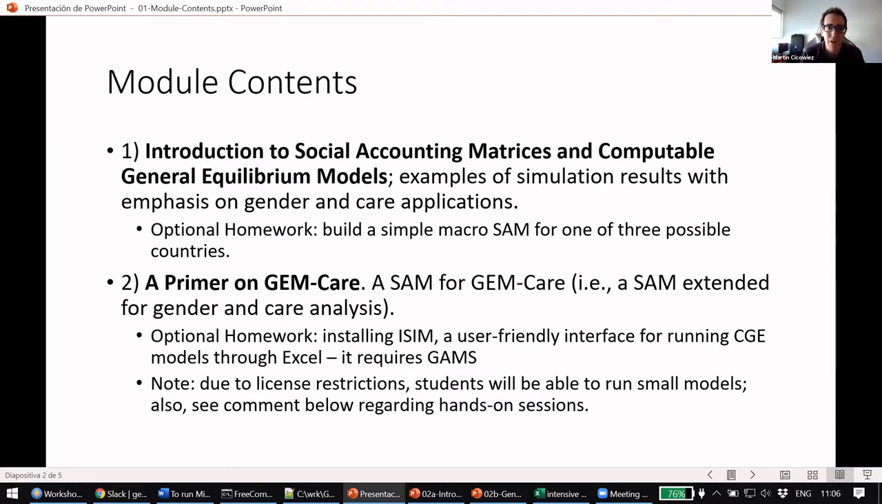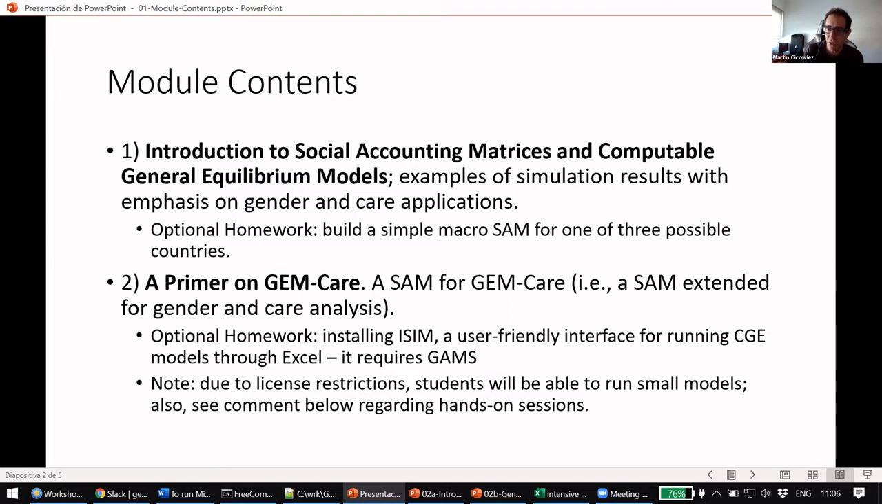Then next week, we are going to talk about a specific general equilibrium model, which is called GEMCare. That is a model that we developed together with Hans Lofgren, a colleague of mine. We developed a model that is focused on gender and the care economy. It is a computable general equilibrium model. And that is the topic of next week.